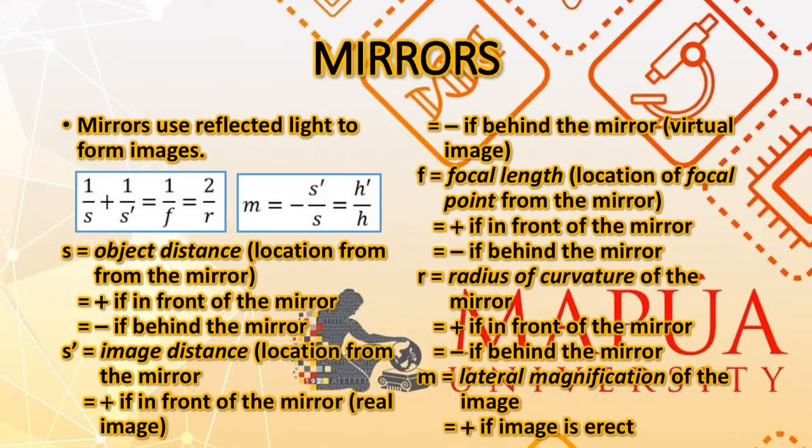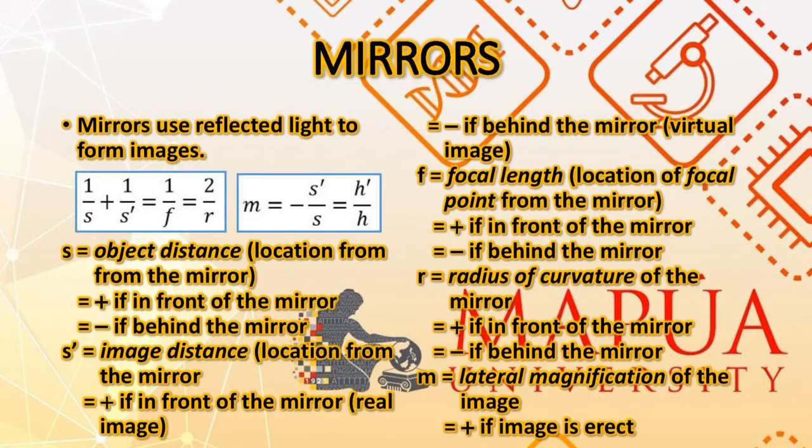Now, a mirror is an optical device that reflects light. Thus, a mirror uses reflected light to form images. The location of the image with respect to the mirror and with respect to the object itself is described by the following equation: 1 over s plus 1 over s prime is equal to 1 over f is equal to 2 over r.